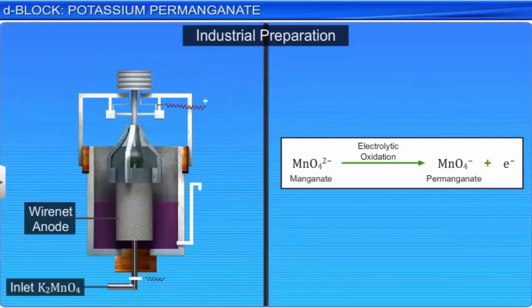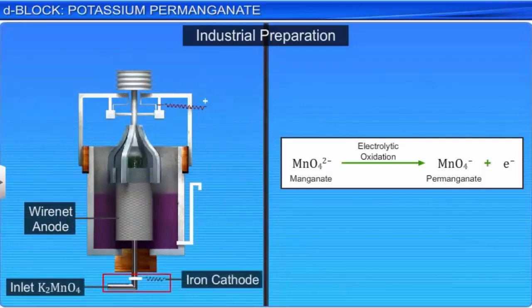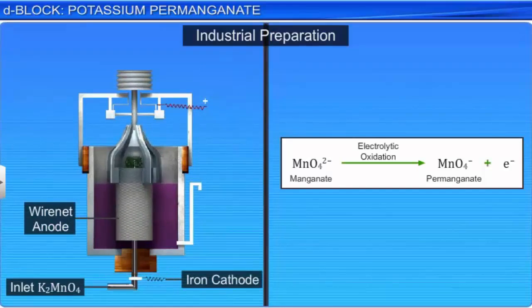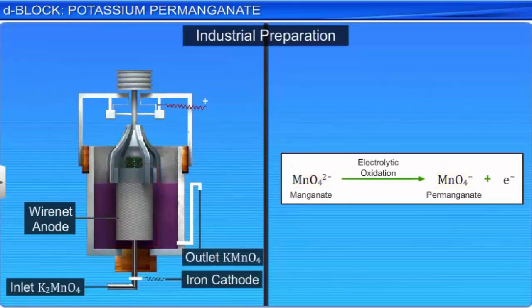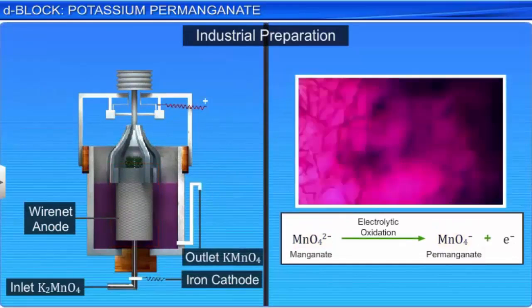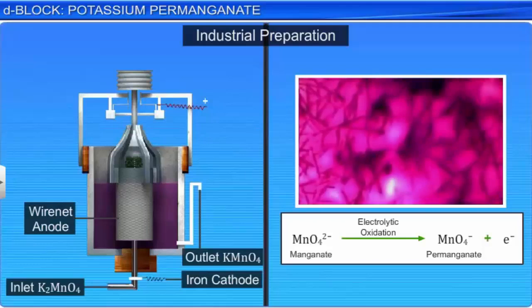The oxygen liberated at the anode converts manganate into permanganate. The purple solution containing potassium permanganate is evaporated under controlled conditions. Potassium permanganate then crystallizes out. Let us now look at the properties of potassium permanganate.